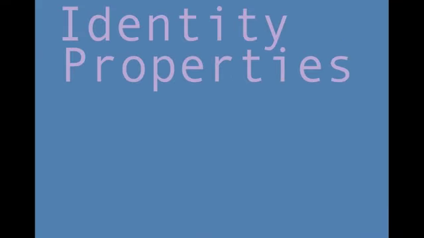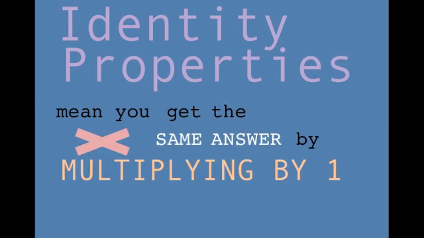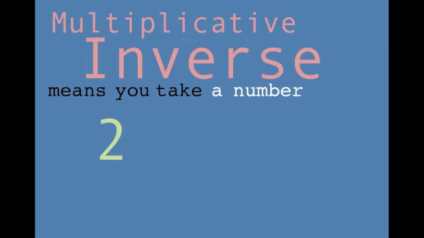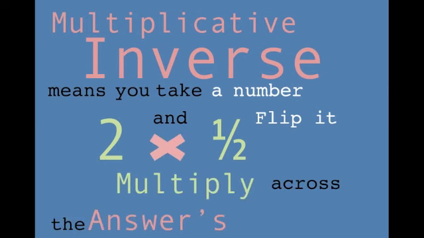Identity properties, you get the same answer by multiplying by 1 or adding 0. Multiplicative inverse means you take a number and flip it. You multiply across the answers, always 1.